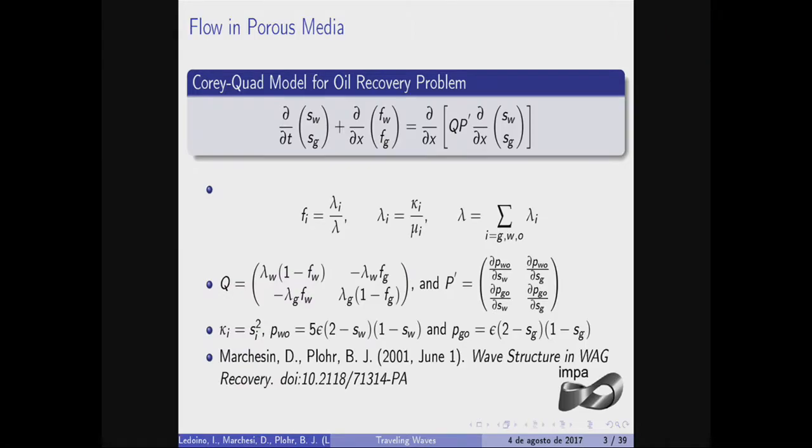The model I'll be using here is the Corey-Quadratic model. Basically, you have saturation of water and saturation of gas, and these are very commonly known formulas. More details about this model are in this article published in 2001. Here we have the flux function, the accumulation, and this is the viscosity matrix.